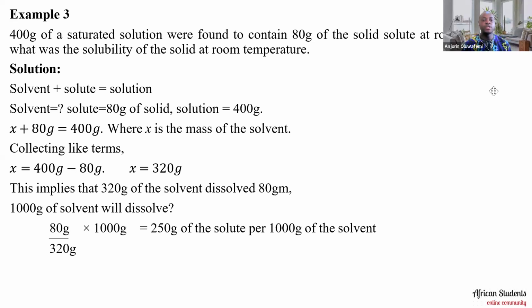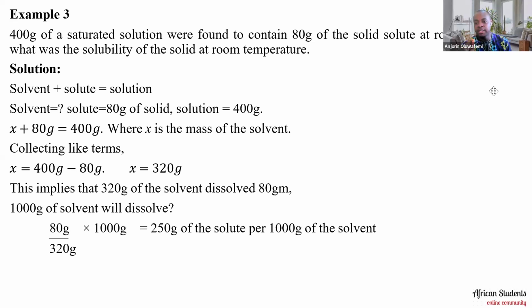Okay, it's 400 grams. Now, based on that, we can bring in the formula that says solvent plus solute equals solution, by saying that solvent, which is unknown, plus 80 grams of the solute equals 400 grams of the solution that was formed. Now, don't forget that X is the mass of the solvent. Now, we collect like terms, and X will be equal to what? 400 grams minus 80 grams, then X will be equal to 320 grams.